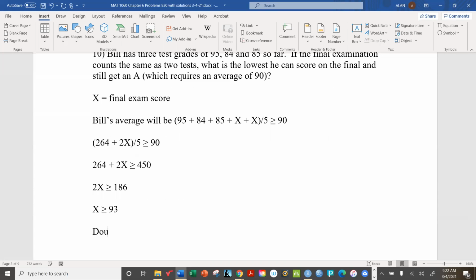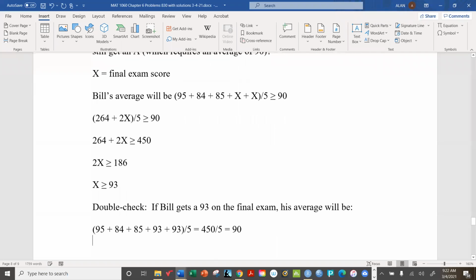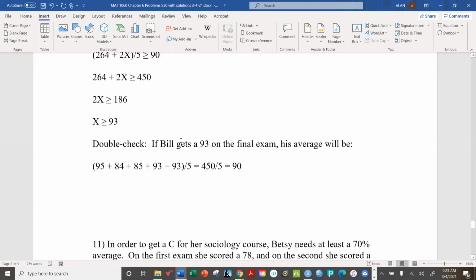Now, in the double check, if Bill gets a 93 on the final exam, his average will be 95 plus 84 plus 85 plus, and then we're going to add 93 twice. Okay, so we'll add those up. 95 plus 84 plus 85 plus 186. That's 450 over 5, which is exactly 90. Beautiful. Nice.